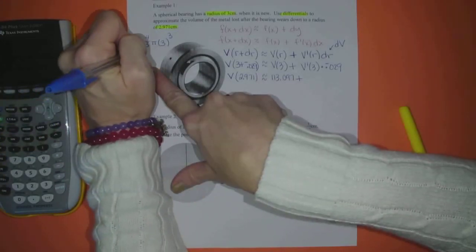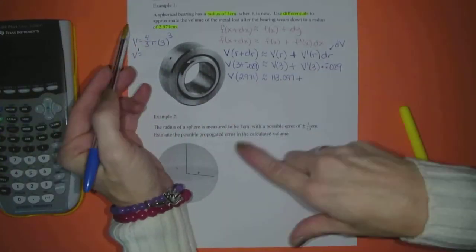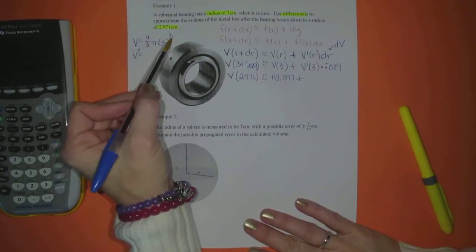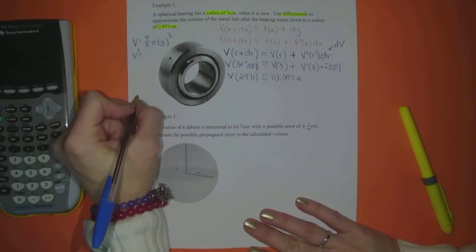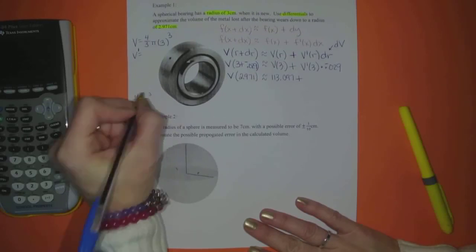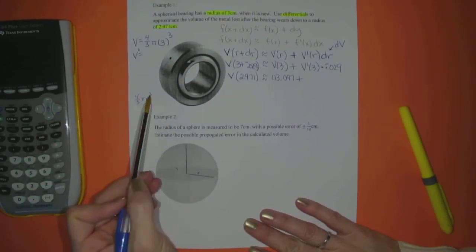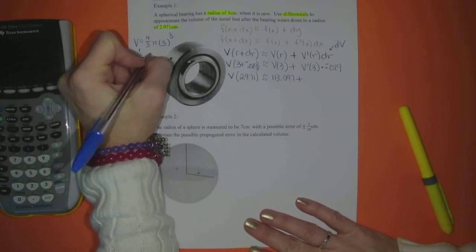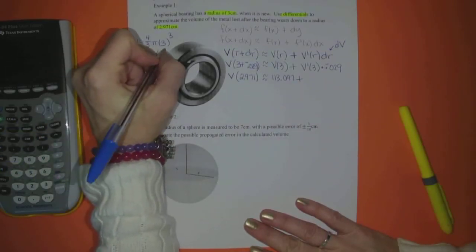V prime is going to be, well, what's the derivative of 4/3 pi r cubed? Think about that. I'll write it down here. 4/3 pi r cubed. Well, if you use the power rule, 3 times 4/3 is 4 pi r squared.